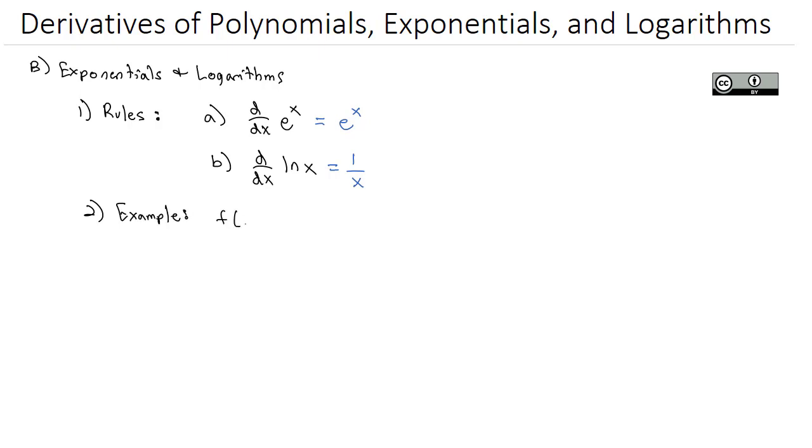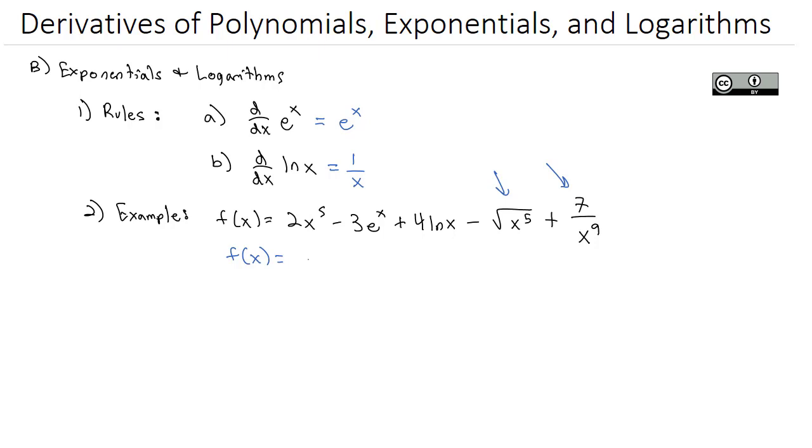Let's look at the function f of x equals 2x to the 5th minus 3e to the x plus 4 natural log of x minus the square root of x to the 5th plus 7 over x to the 9th. We now have the skills to take the derivative of this complex-looking function quite quickly. First, let's take care of the square root and the fraction, rewriting them in polynomial form.